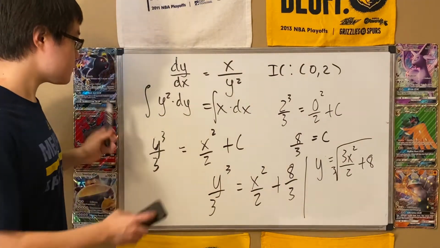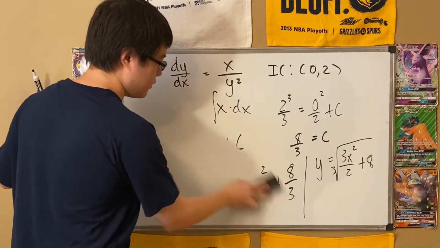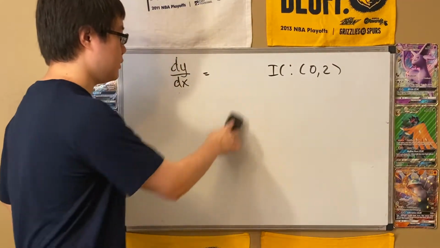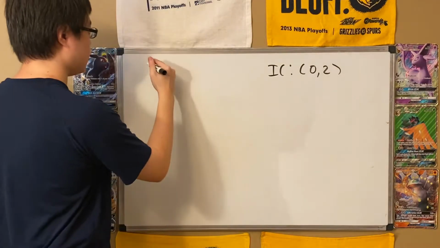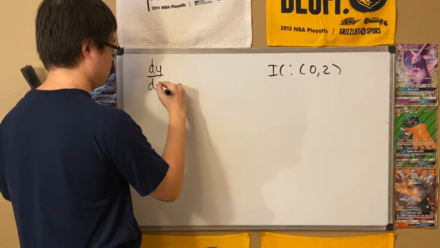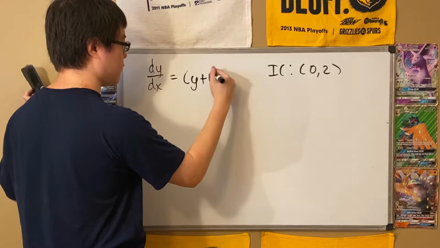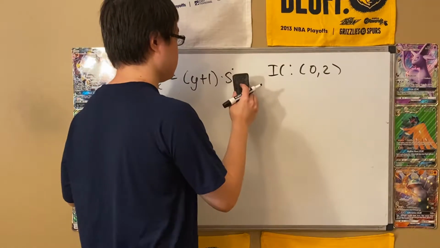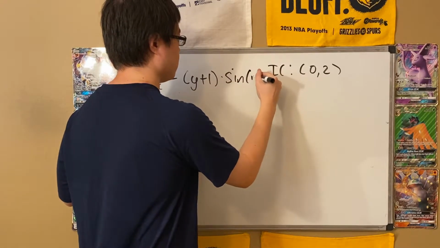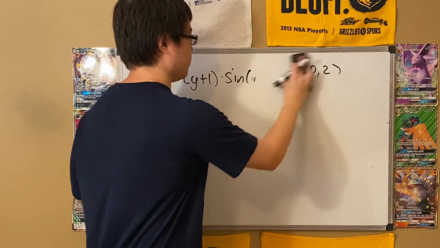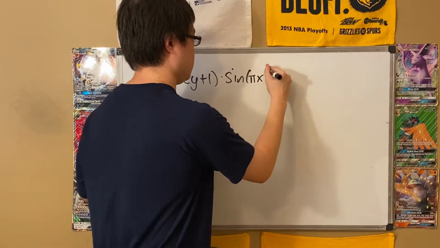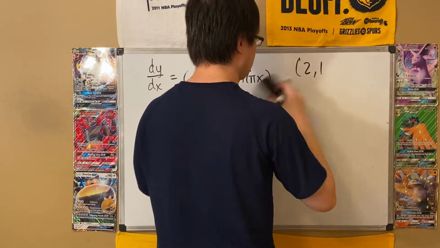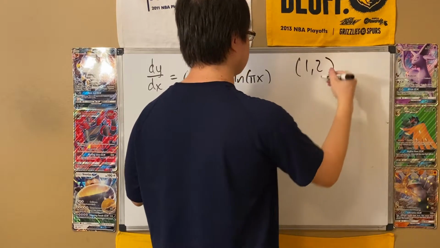So let's practice this again. I'm going to erase this. Let's do something a little bit trickier in terms of the integrals. Let's have dy dx equal to y plus 1 on this side, and also let's have sine of pi x. And then we're going to have the initial point be 1, comma 2. Sorry, I did not really prepare for this, so I'm trying to do this in my head.